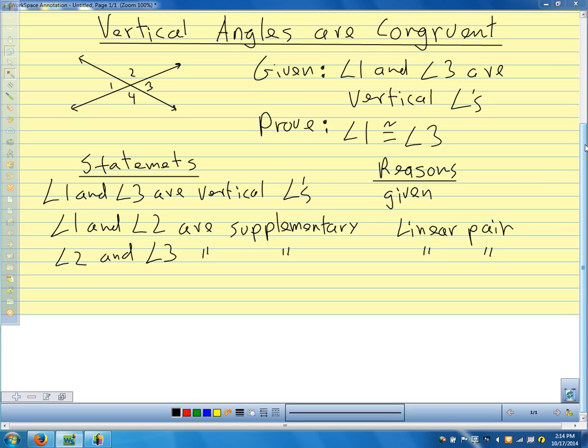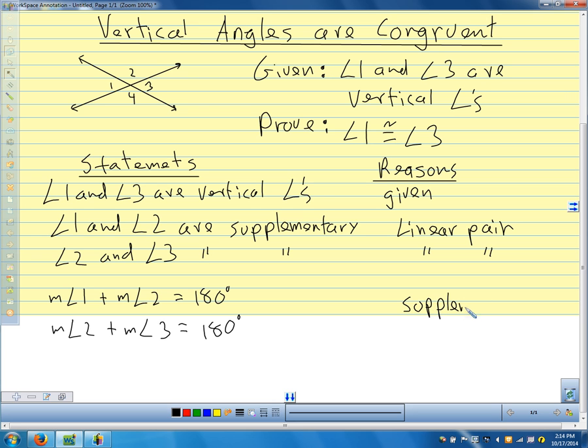What can we say about supplementary angles? They add to 180. So let's write that down. Measure of angle 1 plus the measure of angle 2 equals 180 degrees. And the measure of angle 2 plus the measure of angle 3 is 180 degrees. For that we could say the definition of supplementary. That's what supplementary means. They add up to 180.